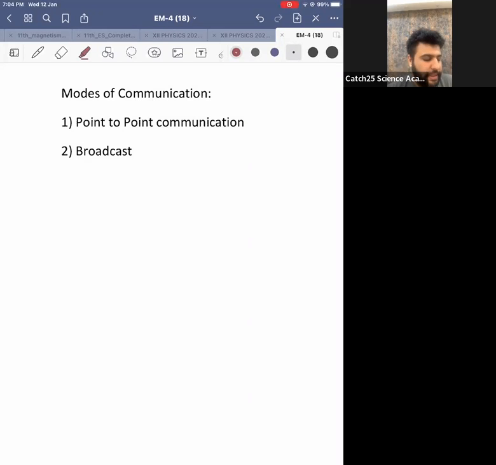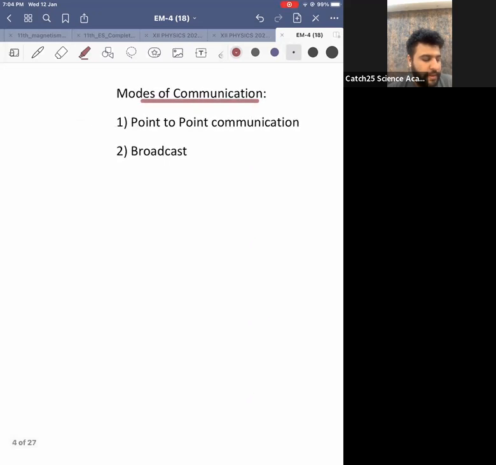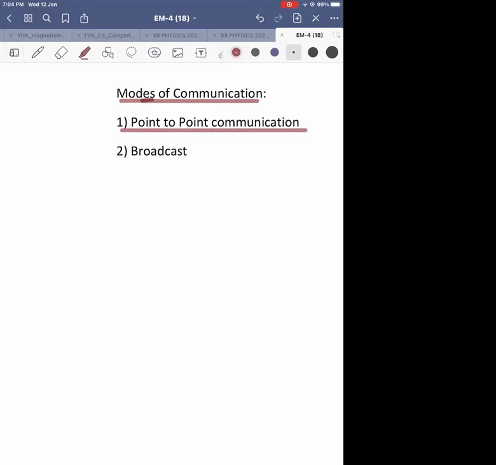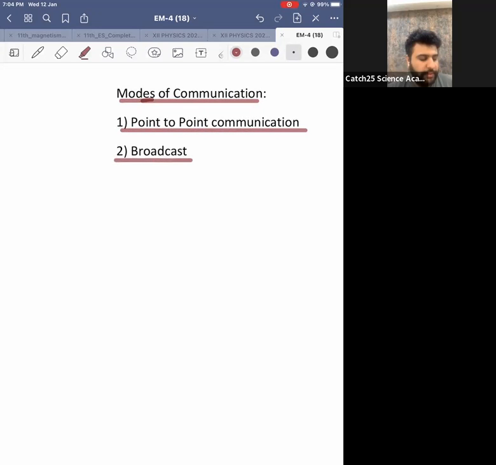Next topic is what are the modes of communication? The first mode is point-to-point communication, and the second mode is broadcast communication. So there are two modes of communication. One is point-to-point communication, and another one is broadcast communication.